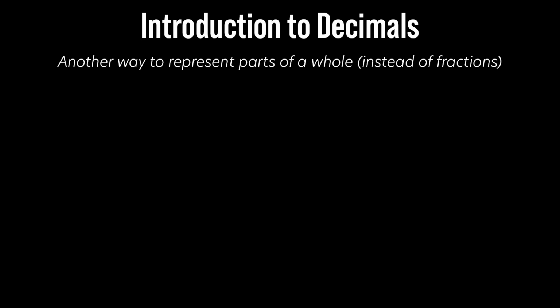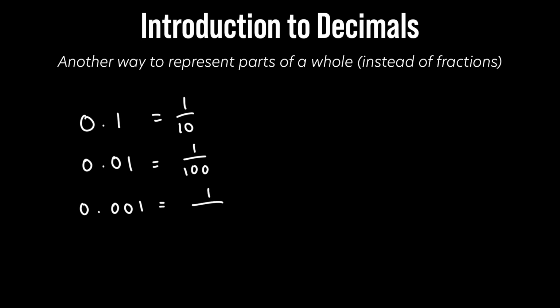The last important thing to understand about decimals is what the place value really means. 0.1 is equivalent to 1/10. And so this means that 0.01 is equal to 1/100th. And 0.001 is equal to 1/1000th.